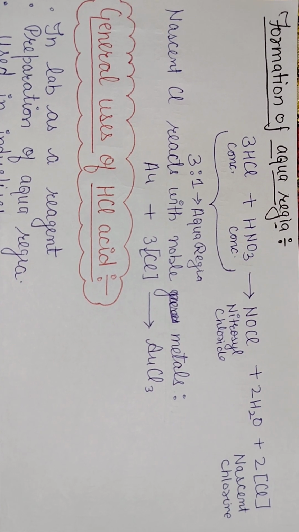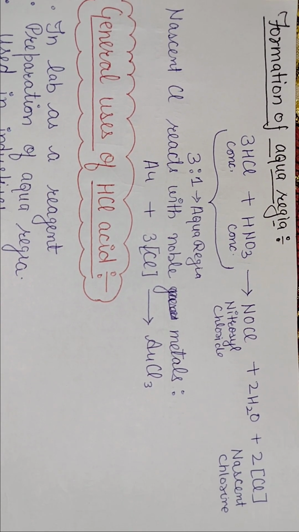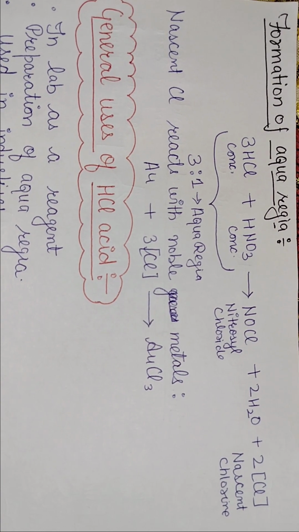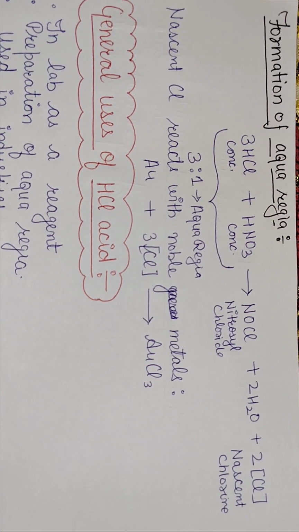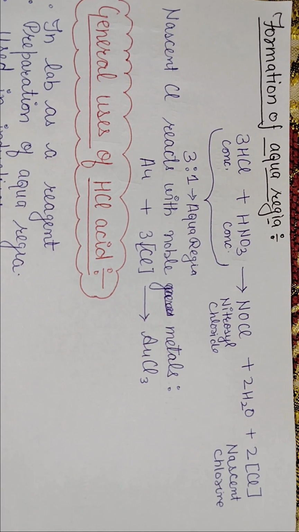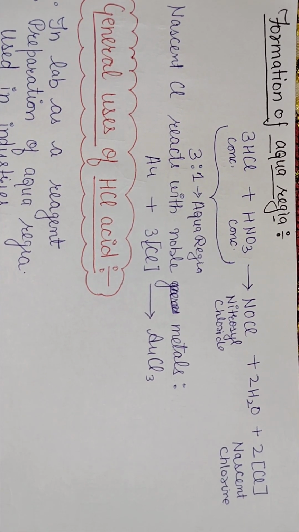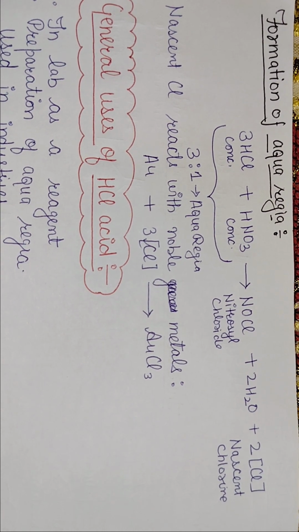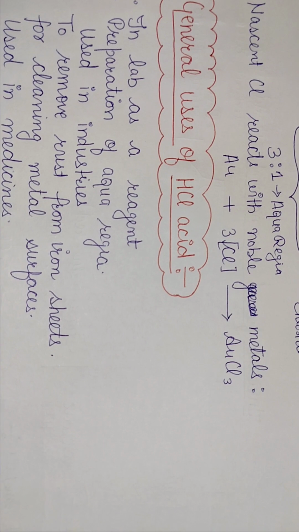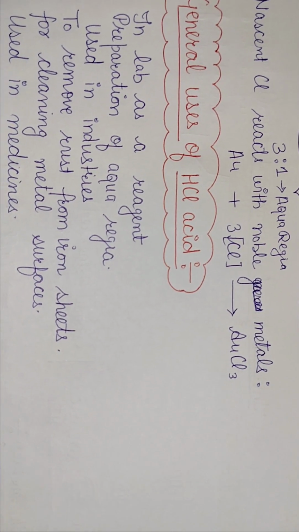And then the next one is the formation of aqua regia. Very, very important. What is aqua regia? This is in a 3:1 ratio, where 3 is HCl and 1 is HNO3. This aqua regia leads to the formation of nitrosyl chloride and nascent chlorine, and this nascent chlorine will react with noble metals and lead to the formation of metal chloride.